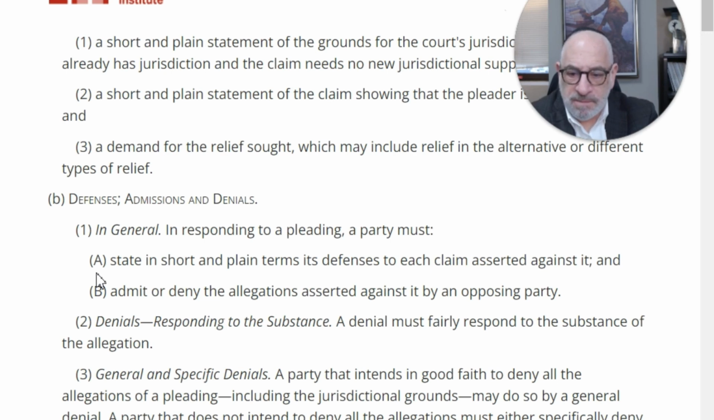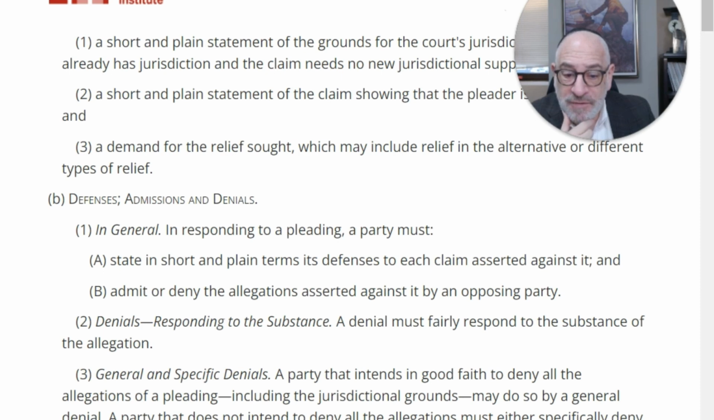Instead, look at the next piece, general and specific denials. A party that intends in good faith to deny all the allegations. Okay, I repeated myself. A party that does not intend to deny all the allegations must either specifically deny designated allegations or generally deny all those except those specifically admitted. So you can say everything that you claim that happened when I was in New York, I deny. You could do it that way. But again, it just doesn't make sense, especially in the age of word processing. All you have to do is cut and paste: admitted, denied, or denied lacking information. We'll get to that in a second.